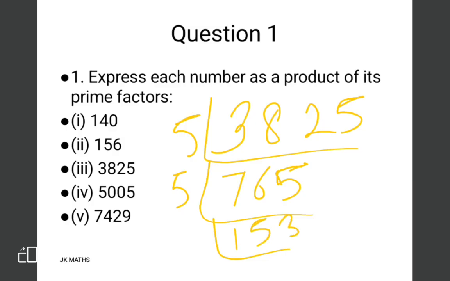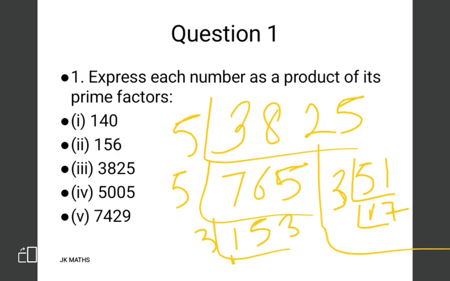Now we can use 3 table. 3 5s are 15, so I don't have space, I'm doing right side. 3 5s are 15, 3 ones are 3. Now again you can use 3 table. 3 ones are 3, 3 7s are 21. See, we are getting 17 as last one. 17 is also a prime number, so we can't divide it.